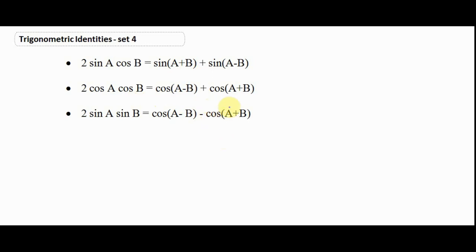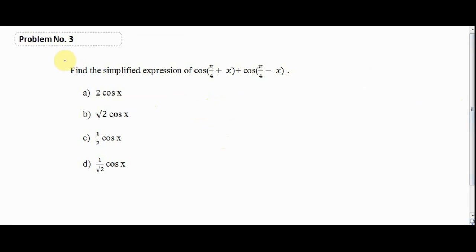Now let's see one problem related to these identities. Problem number 3. Find the simplified expression of cos (pi by 4 plus x) plus cos (pi by 4 minus x). You may try to solve this by yourself. Please pause the video and try to solve this by yourself.